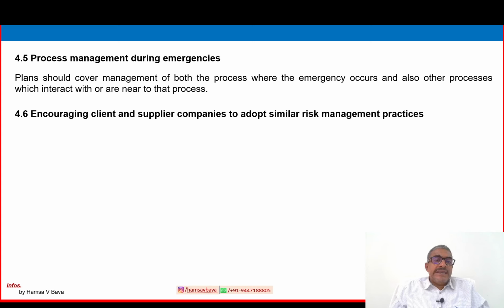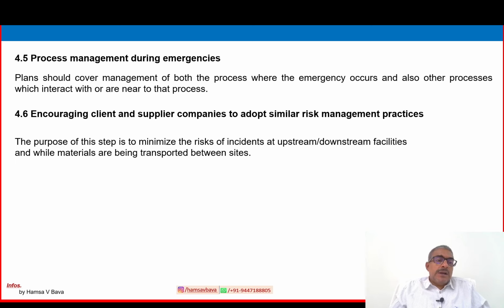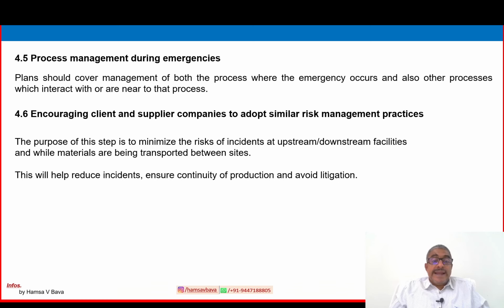4.6 is encouraging client and supplier companies to adopt similar risk management practices. The purpose of this step is to minimize the risk of incidents at upstream and downstream facilities and while materials are being transported between sites. This will help to reduce incidents, ensure continuity of production and avoid litigation.